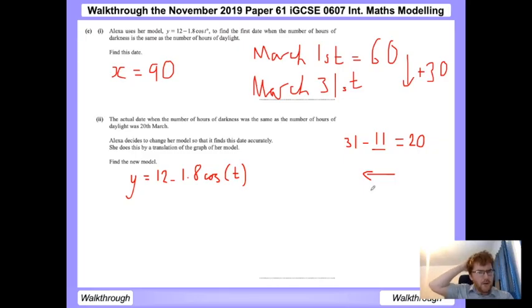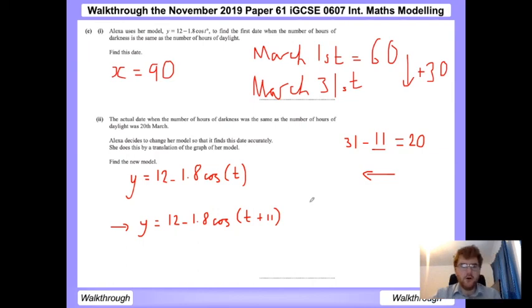Now remember, within sinusoidal models, in order to shift leftwards, you need to add 11 within the bracket, so the opposite of what you think. So our transformed model is y equals 12 minus 1.8 cos, and we need plus 11 to go into the graph in order to get that shift.